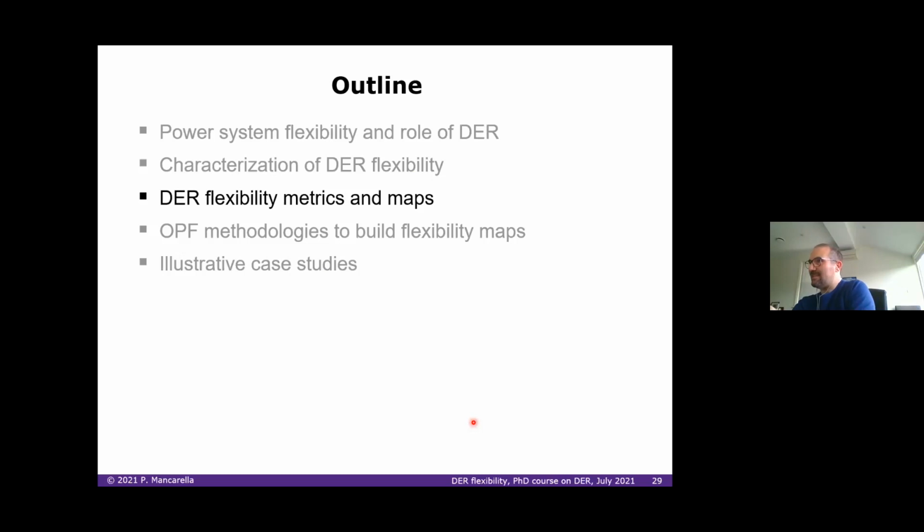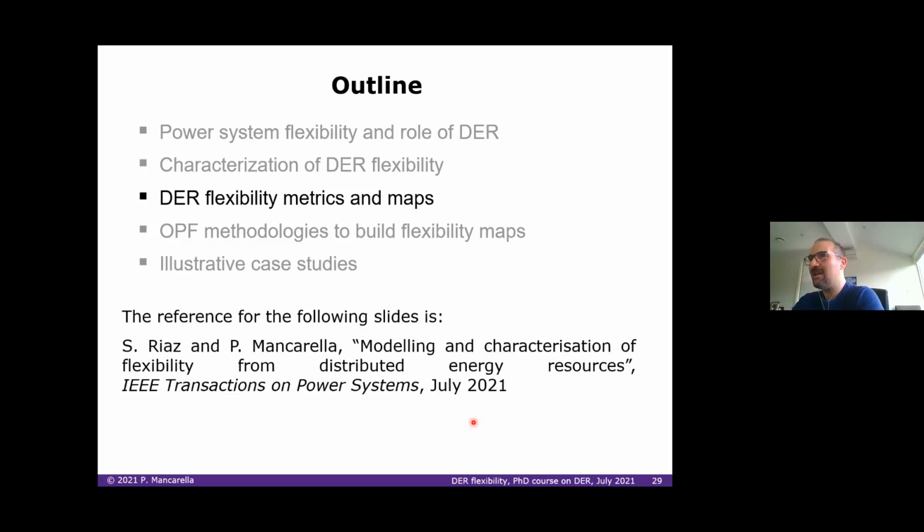Now, how do we translate these flexibility features into actual metrics? How do we measure this, and possibly how can we visualize all of this in a little more detail? This is just a reference to a recently published paper where we describe all this in detail, but I will go through the main aspects of it. Let me just have a look at one question.